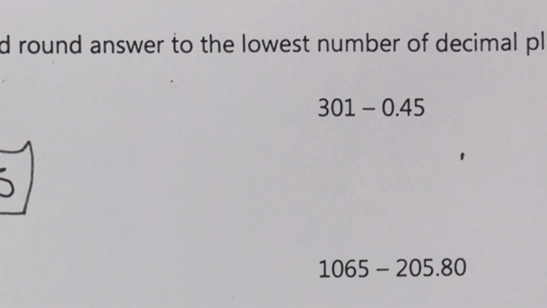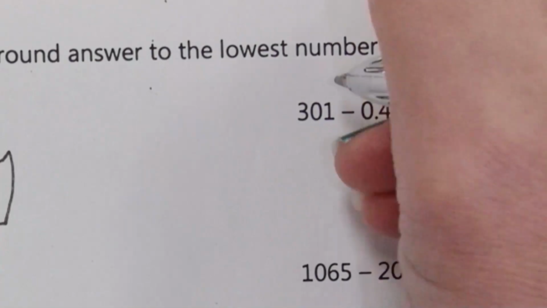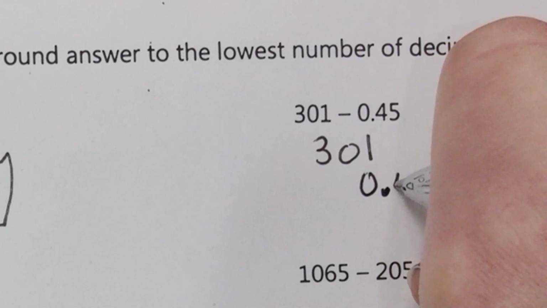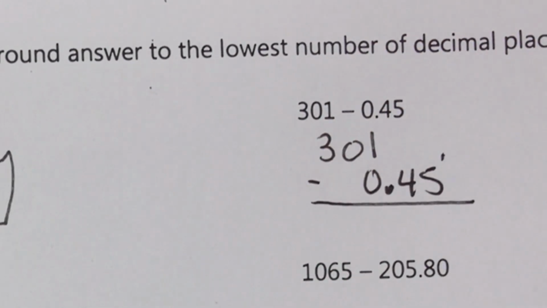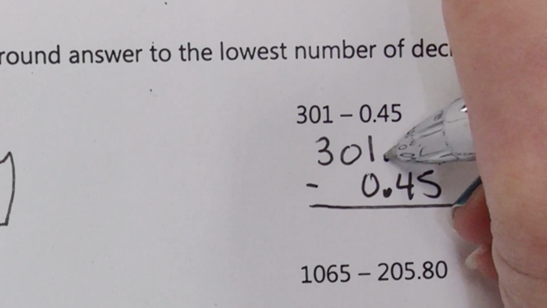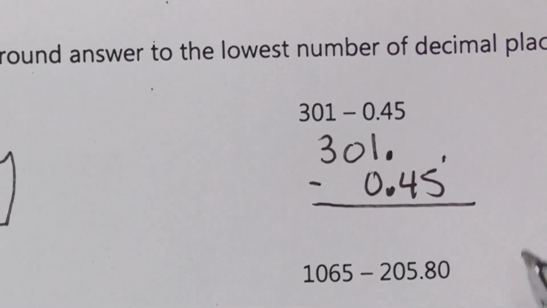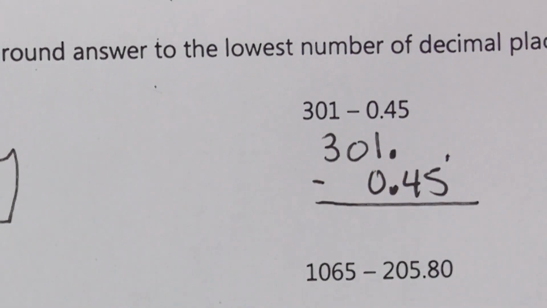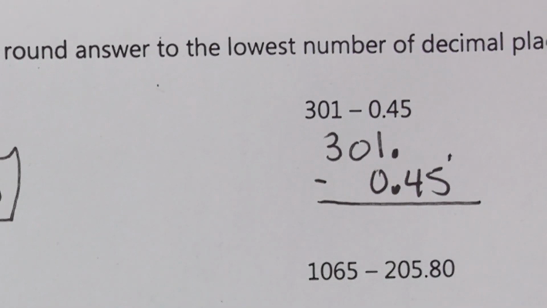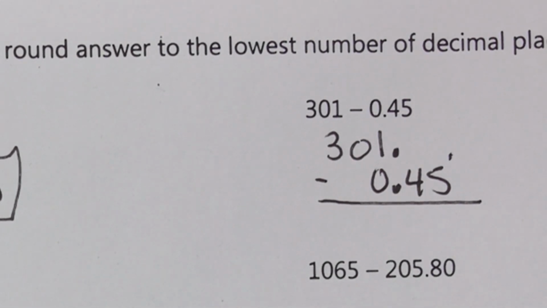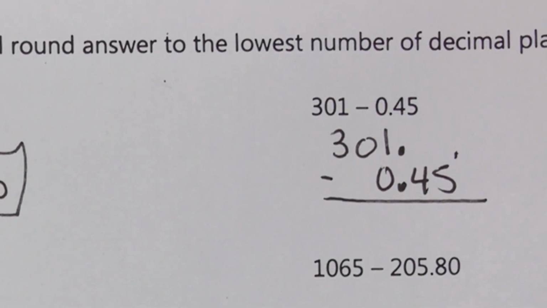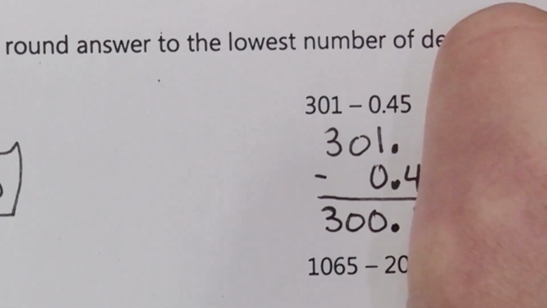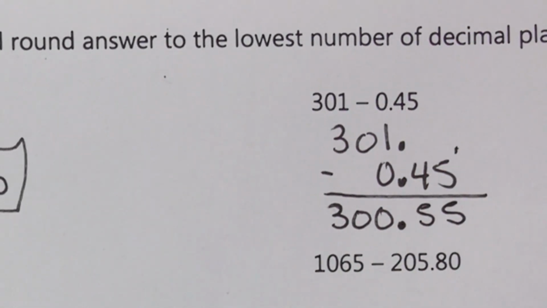Let's do one more. 301 minus 0.45. So when I line up my decimal places, it is understood that there's a decimal behind the 301. So I've got my decimal places lined up. And then when I plug this into my calculator, or you can do the math in your head, because this isn't really that difficult of a problem, more than likely, hopefully for you, you should get 300.55.